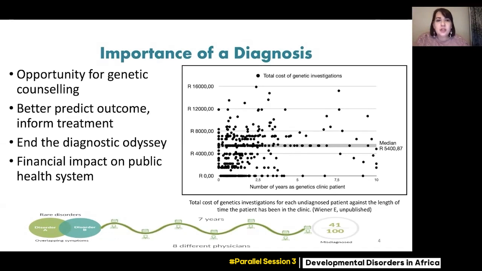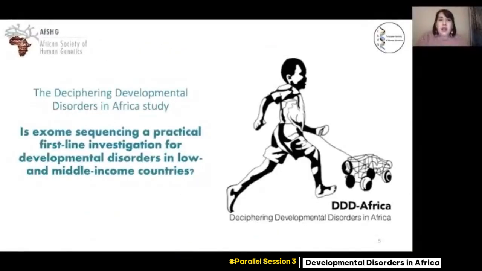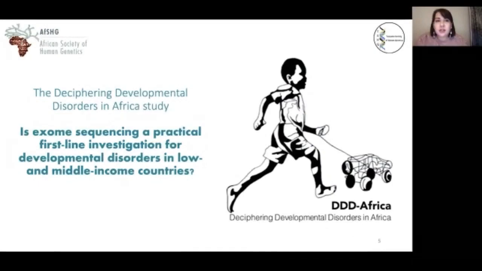For many of our patients, the cost of cascade testing quickly moves beyond the cost of an exome sequence test, which could potentially yield results much faster. I realize that I don't have to convince delegates of this meeting of the revolutionary impact next generation sequencing, and specifically exome sequencing, has had on the field of genomic medicine. But given the scarcity of resources on the African continent, we're left with the question of whether exome sequencing is a practical first-line diagnostic strategy for developmental disorders in low and middle-income countries.